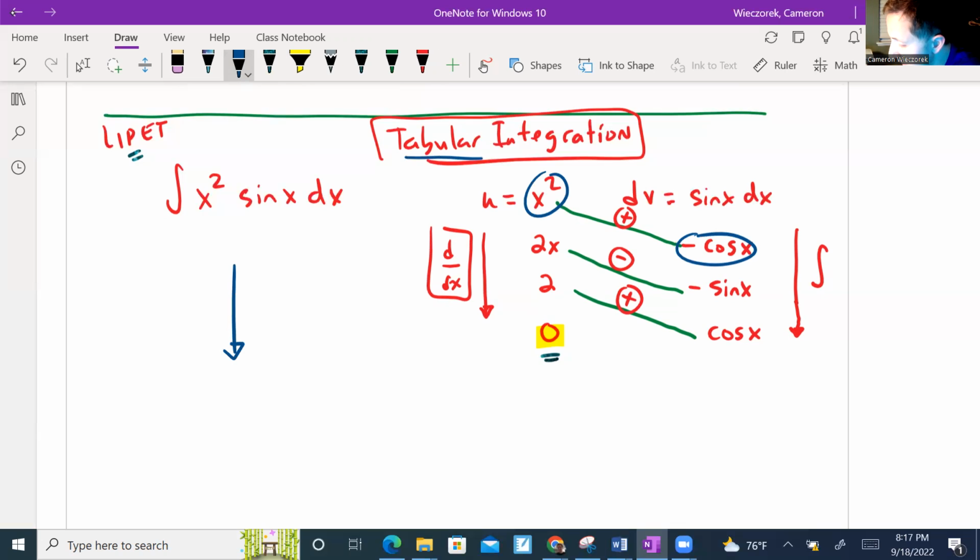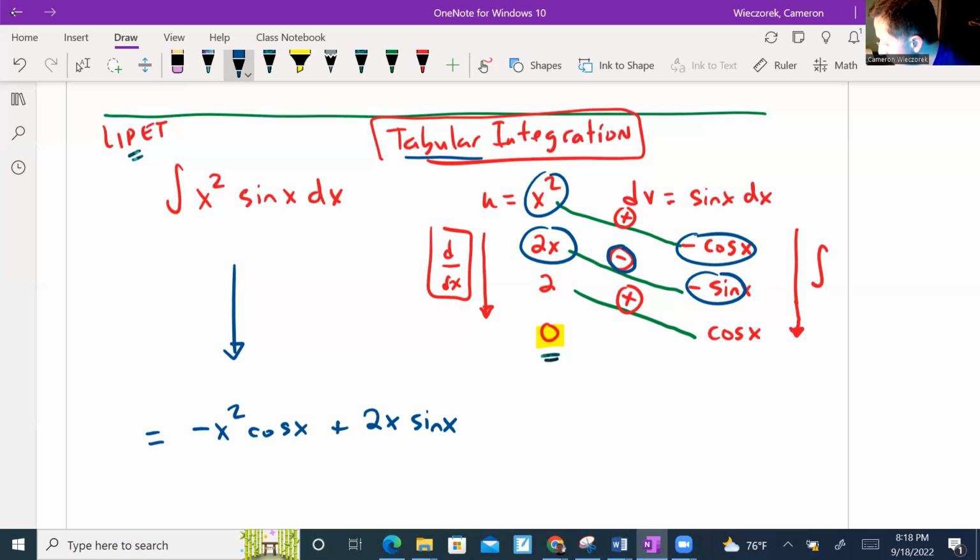So my integral of x squared sine x would be equal to my first product, x squared times negative cosine x, so negative x squared cosine x. Minus, this is where the sign changes, my next product, 2x times negative sine x, so that turns into plus 2x sine x. Back to positive, plus my last product, 2 times cosine x. And don't forget your plus c. I know I'm done because now I've reached 0.